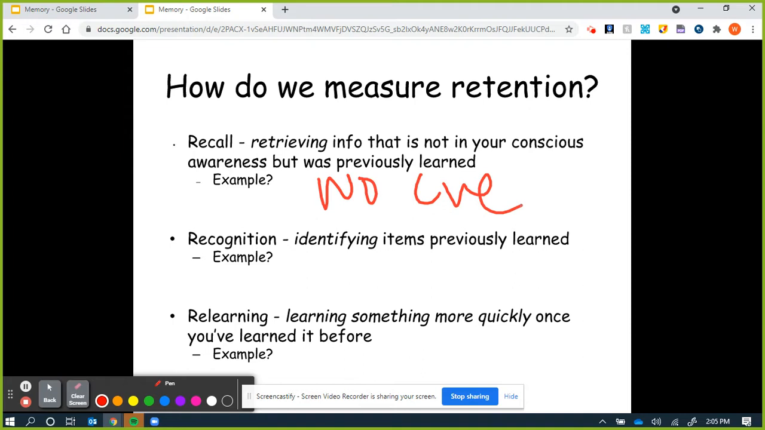Recognition, another way to measure retention. With recognition, we have some sort of cue to jog our memory. An example of this would be a multiple choice question. And then relearning, which is what we are doing right now.